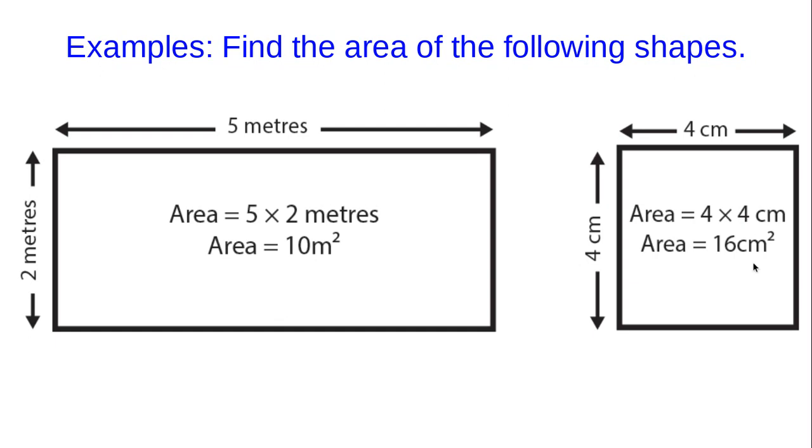Looking at this square here, the length is 4 centimeters and the width is 4 centimeters. And 4 centimeters times 4 centimeters gives you an area of 16 centimeters squared. So be aware of the units. Make sure your answer has the correct units.